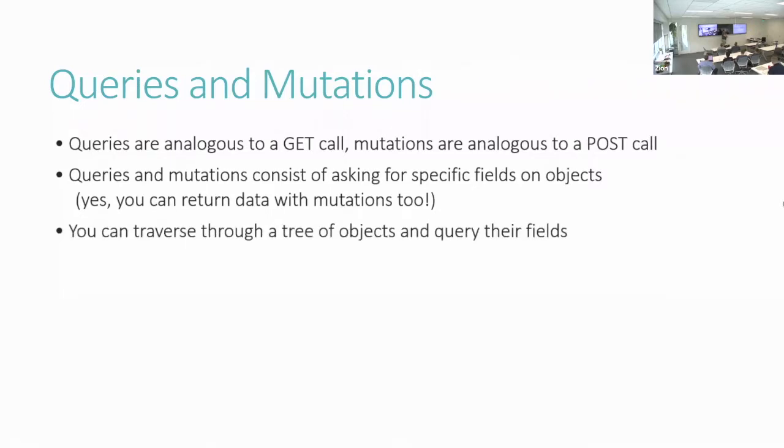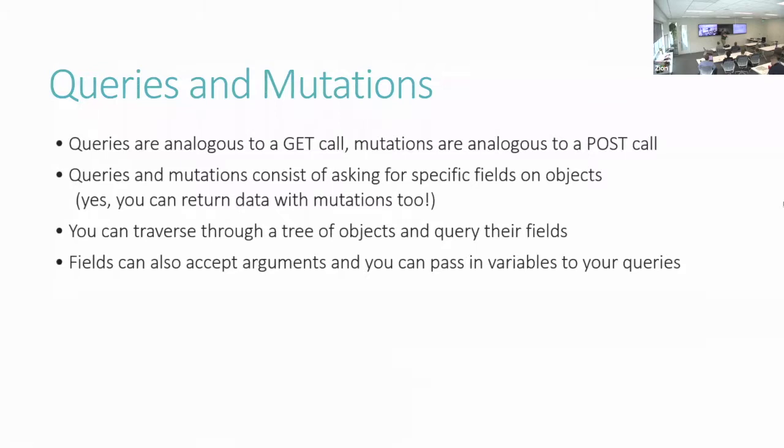And then GraphQL allows you to traverse through a tree of objects and query their fields. There's a lot of nesting that you can do in GraphQL. You can get back a set of fields, but if you want to go deeper down the tree and get more information on a set of fields that gets returned, you can go quite deep and query whatever you want. Fields can also accept arguments, and you can pass in variables to your queries. In the example I'm going to show in just a second, I have an app with a search box, and the text of that search box will translate into an argument on a GraphQL query. So you'll see that in action.